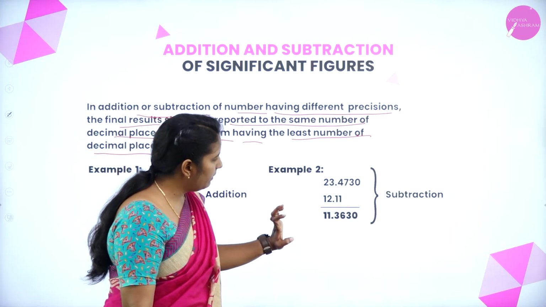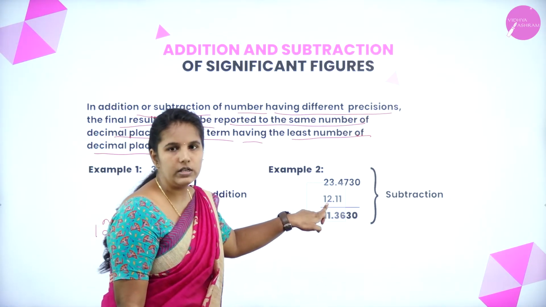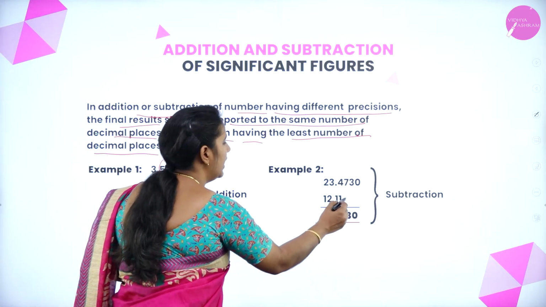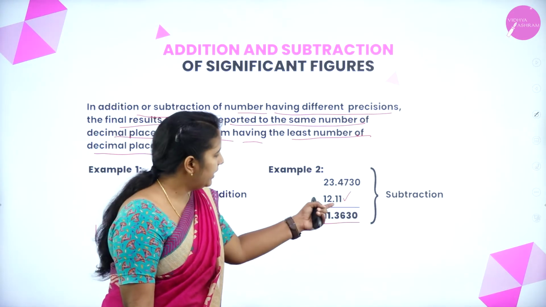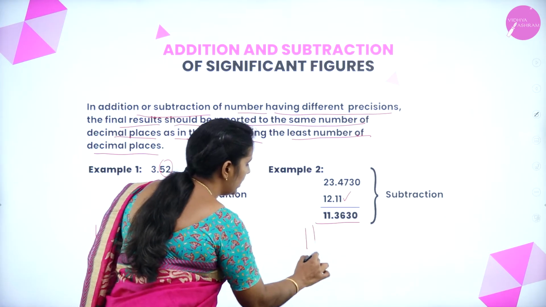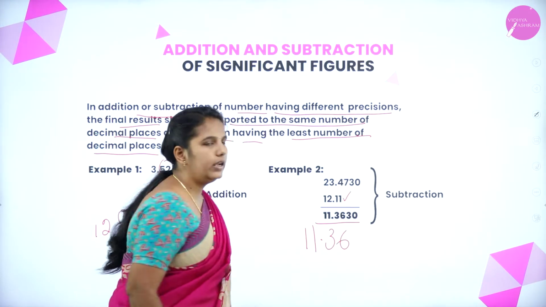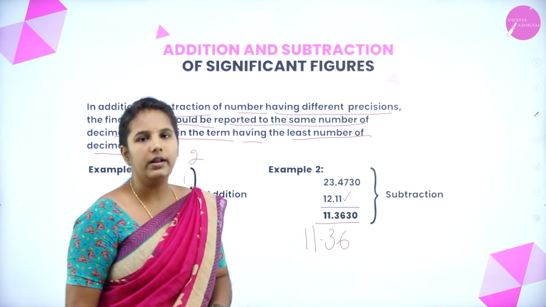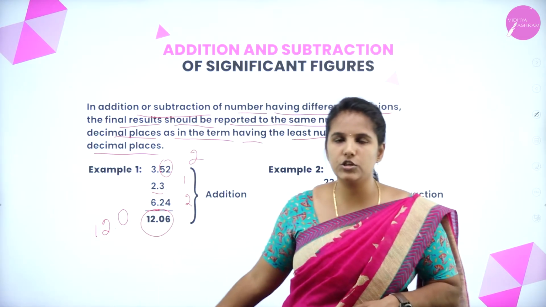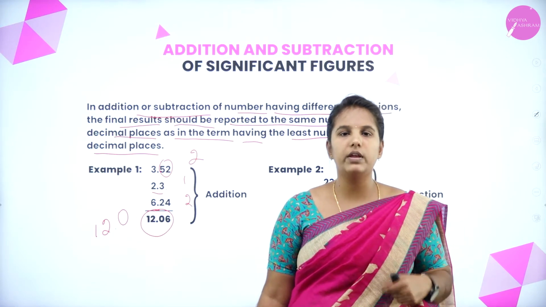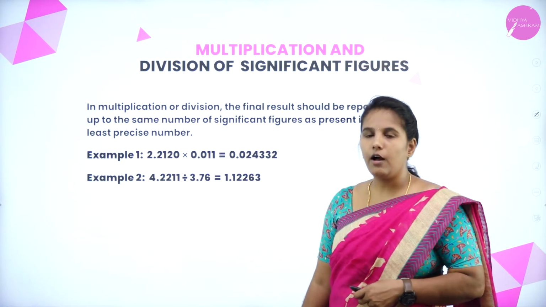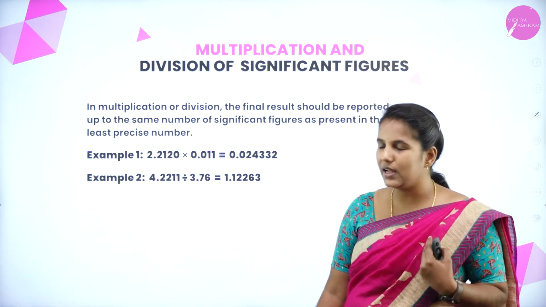In subtraction, the same thing will be followed. Here the least number is 12.11, right? So after subtraction, we have to report the result to the least number of decimal places. The least number is 12.11, with only 2 decimal places. So we have to report the result as 11.36. Don't write the full digits, just make sure how many decimal places the least number has. Okay. Next, we'll see how to do multiplication as well as division.